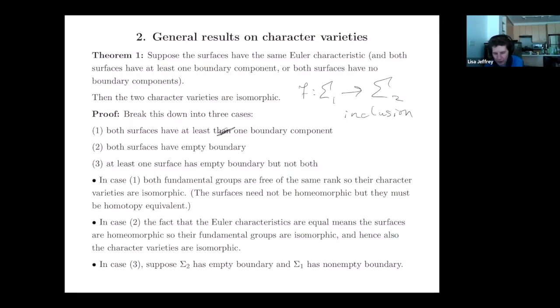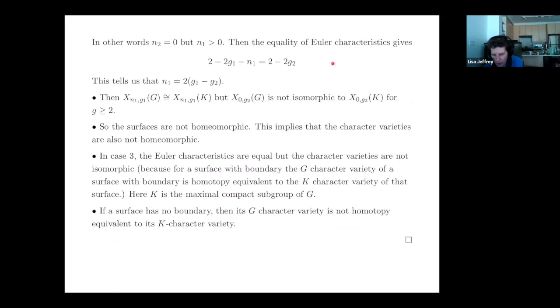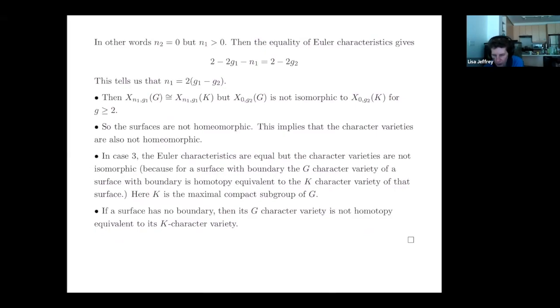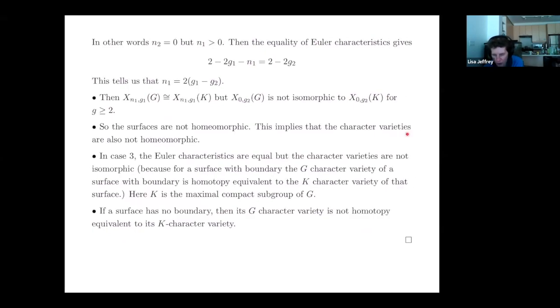In the third case, you get rapidly to a contradiction. So that can't happen. Other characteristics are equal, but the character varieties are not isomorphic. And in this case, the character varieties are not homeomorphic.